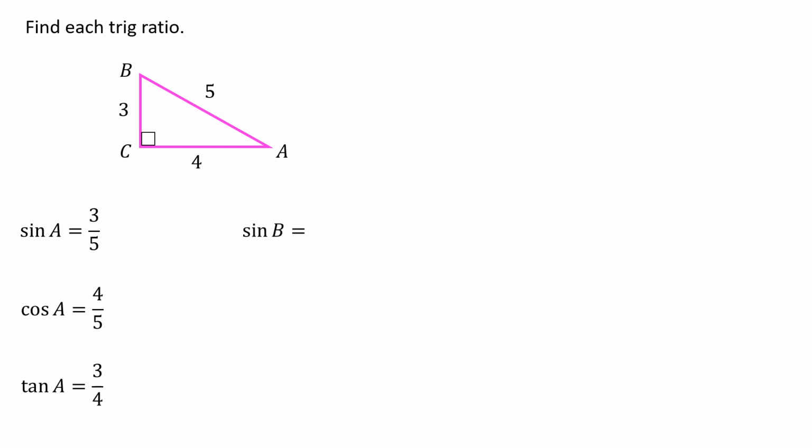Ooh, sine of angle B. Well, opposite of B is 4. Hypotenuse is still 5. Cosine of angle B. Well, adjacent to B is 3. Hypotenuse is still 5. Tangent of angle B. Well, opposite is 4. Adjacent is 3.